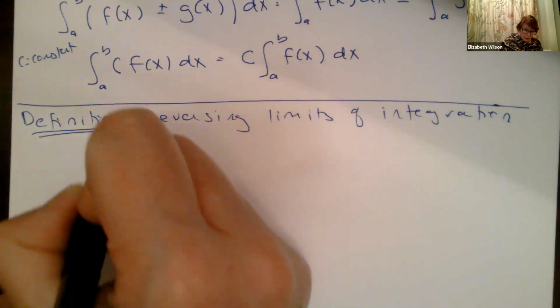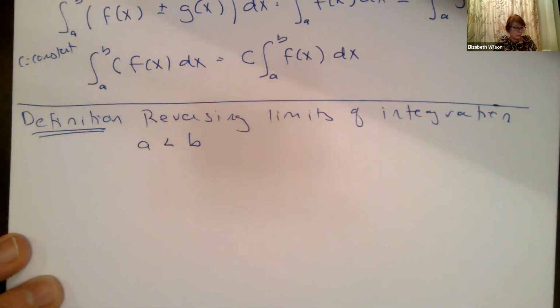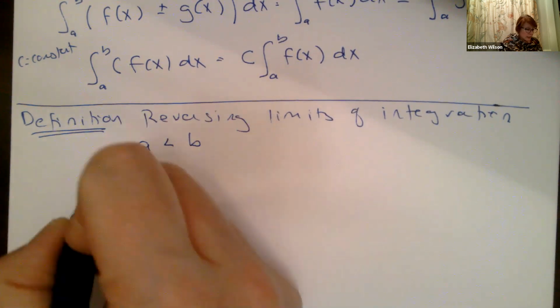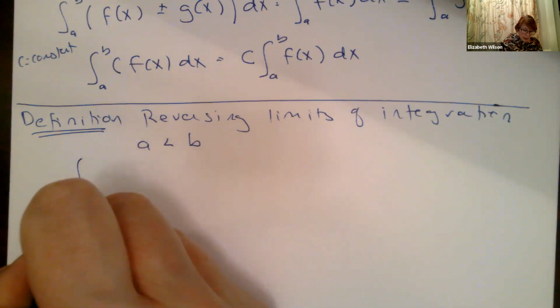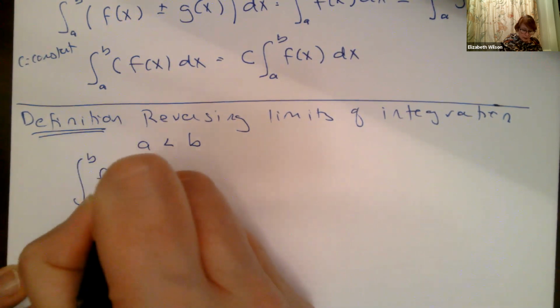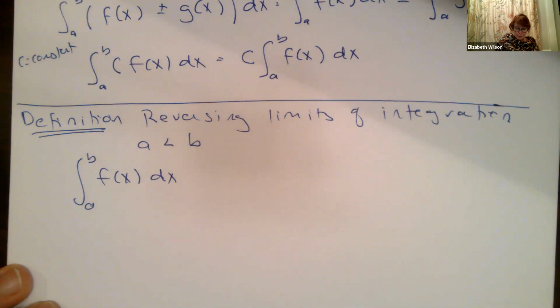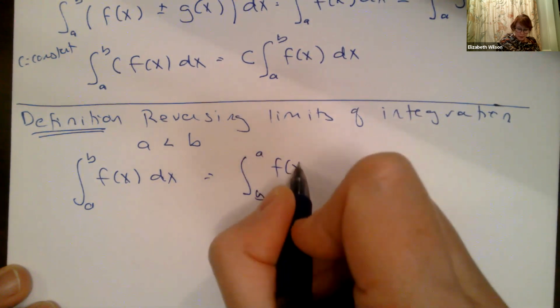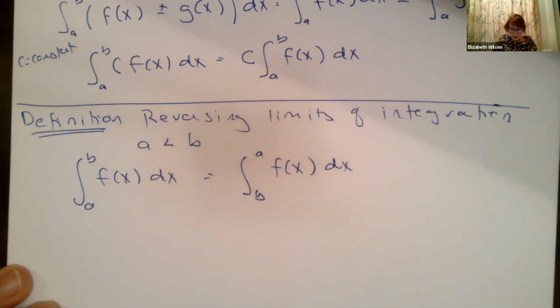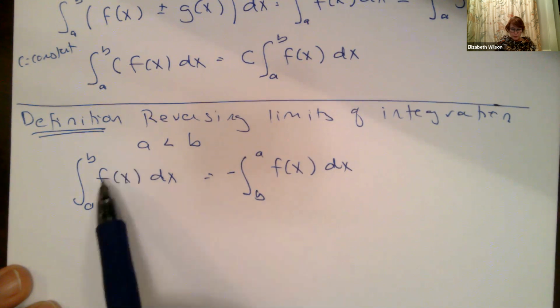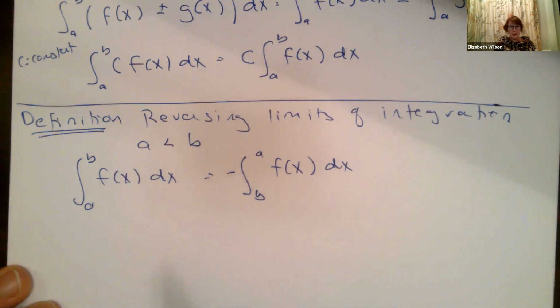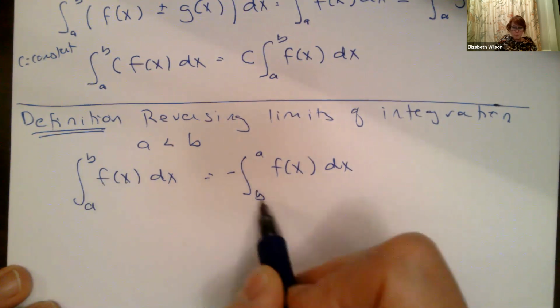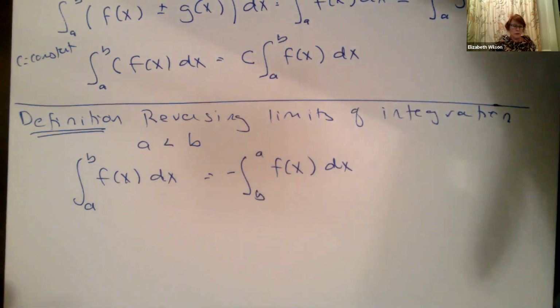Right, so in general, if A is less than B, let's say I'm going to integrate from A to B, f of x dx. Maybe I want to go from B to A, f of x dx. Well, this is equal to minus. If I'm going to reverse the limits, I have to multiply by negative. Going from A to B becomes minus B to A.